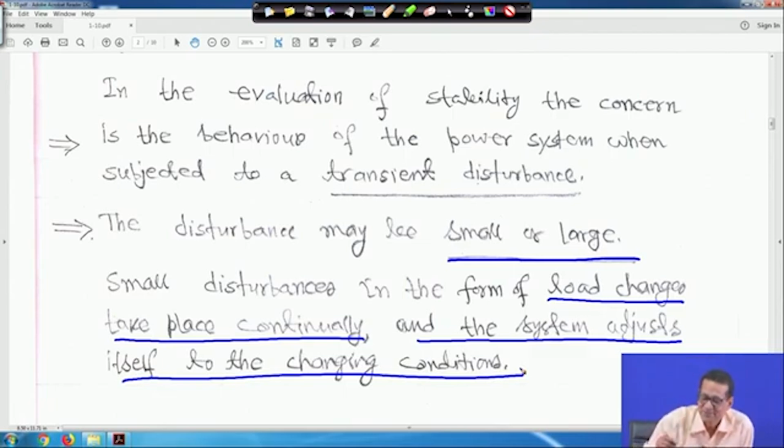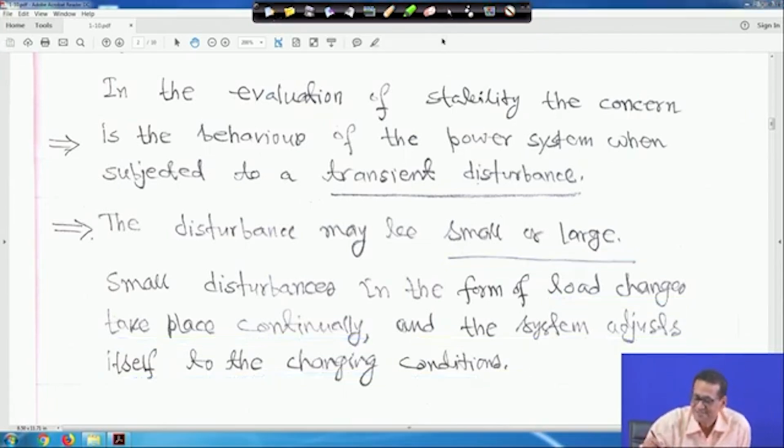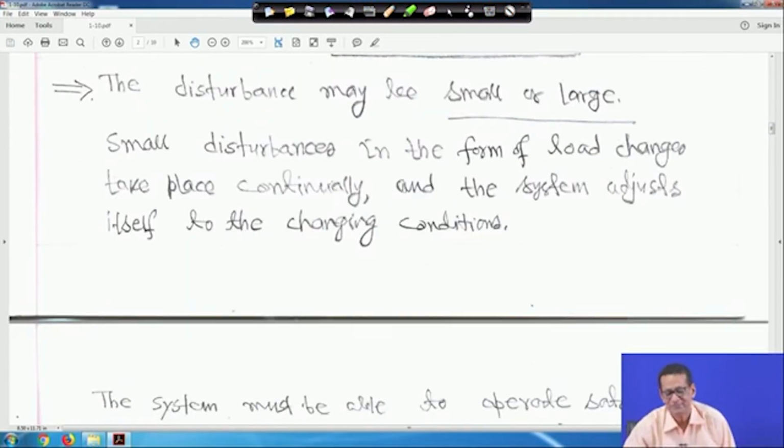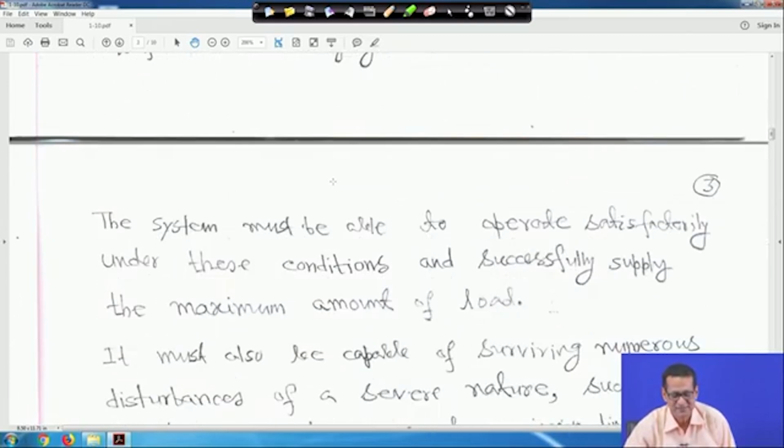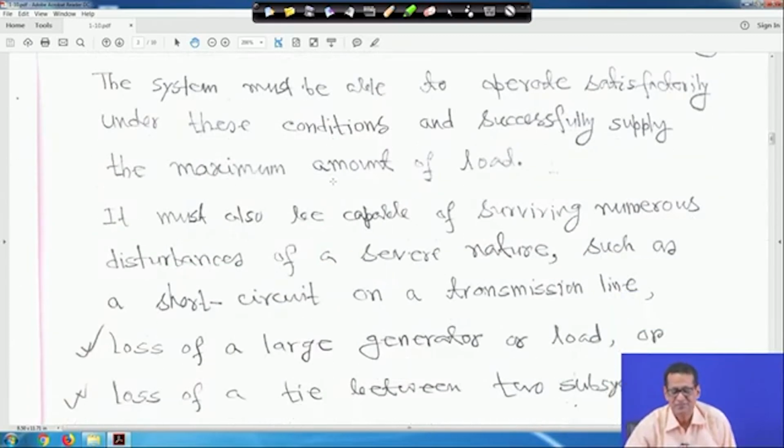So anyway, that's why continuously some disturbance is happening, but the power system remains stable, right? Because loads are switched on and off, the system must be able to operate satisfactorily under these conditions and successfully supply the maximum amount of load, right?